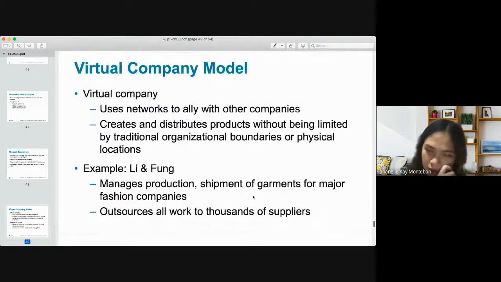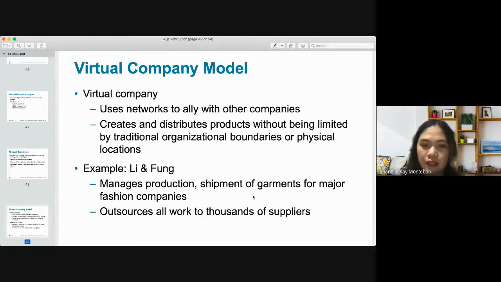And the next example of a network-based strategy is the virtual company model. A virtual company is when a company uses networks to ally with other companies. The virtual company creates and distributes products without being limited by traditional organizational boundaries or physical locations. An example of this is Li and Fung. Li and Fung manages production and shipment of garments for major fashion companies, including Guess.